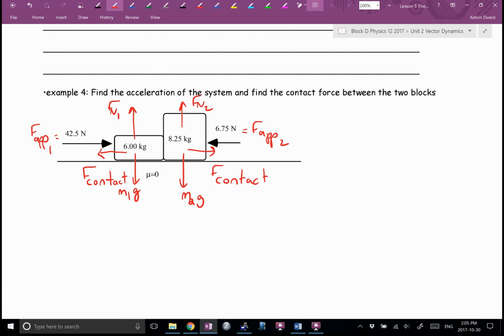Which way must this be accelerating? Why to the right, not to the left? 42.5 is way bigger than the 6.75, no matter what's going on in the middle. Okay, so anything that ends up pointing to the right is going to be winner plus. Anything that ends up pointing to the left is going to be loser minus. Who's winning? M1 is not even along our frame of forces here. F applied 1?